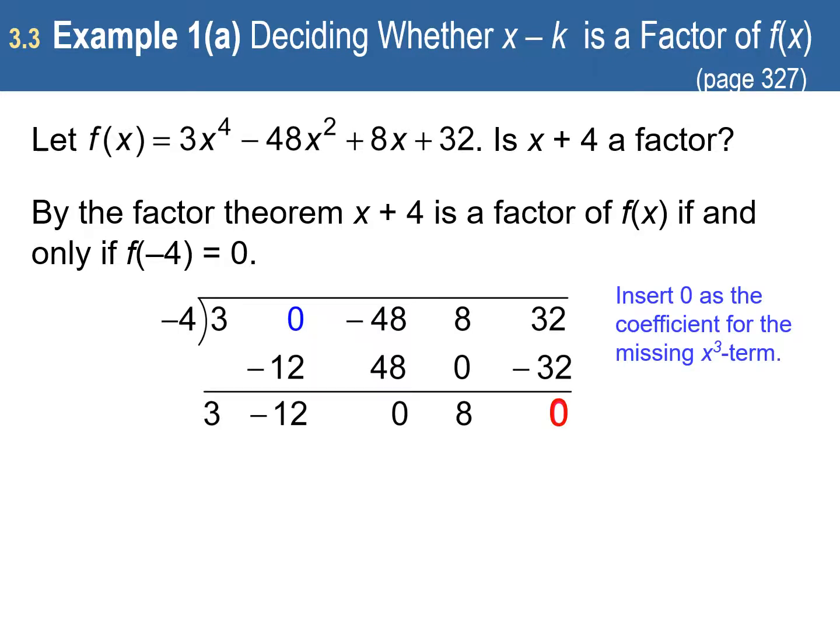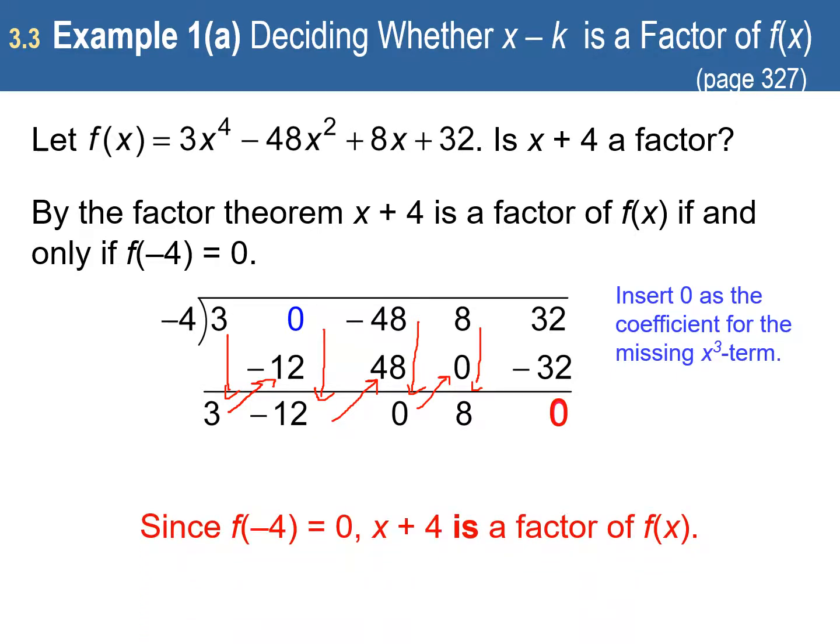So let's do synthetic division. And we see when we do it, we bring down the 3. 3 times negative 4 is negative 12. And we do our process. Okay. We see that we indeed get a 0 as a remainder. Since f of negative 4 is 0, then x plus 4 is a factor of f of x.